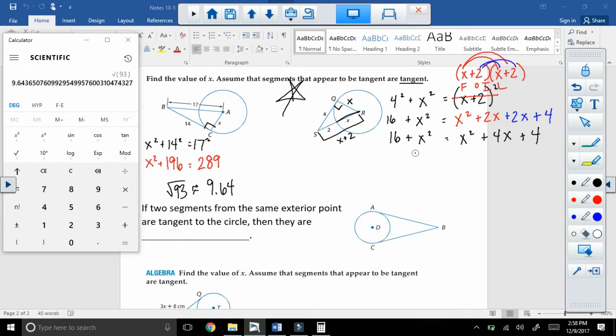So going through and solving, it ends up not being as hard as maybe it looks like. When you subtract x squared from each side, they end up canceling out. I have 16 equals 4x plus 4, and then we can solve that with no problem. So x is going to equal 3.